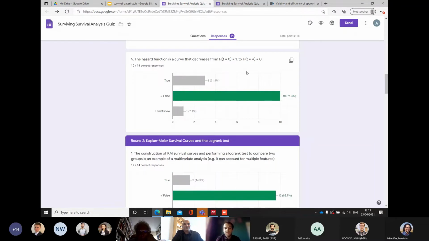The hazard function, as I already said, has a relationship to the survival function that isn't necessarily that straightforward, but you will never get a point where the hazard at t equals 1 is 0, because that way every single person would have an event straight away.